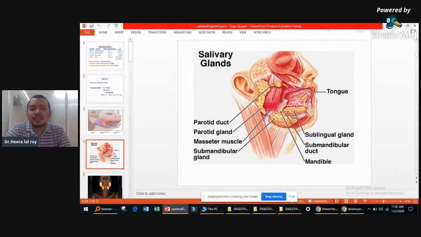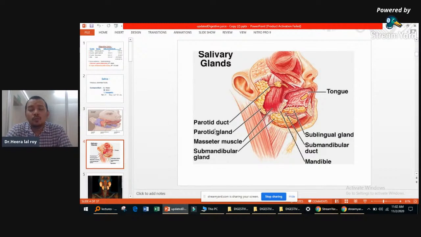This is another image. You can see where it is located, where the duct is. Look at this. This is the duct of the parotid gland. By this duct, it is opening into the mouth. This is the mandibular gland, and this is the submandibular duct, opening into the oral cavity. And this is the sublingual gland just beneath the tongue, and it's draining into the oral cavity.